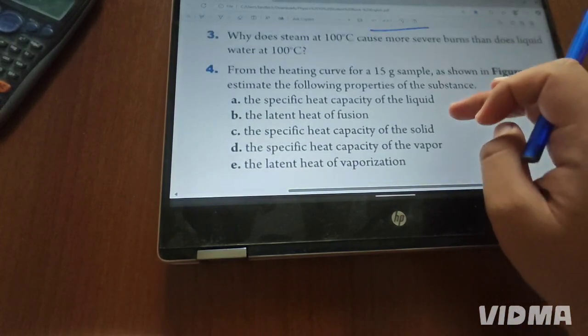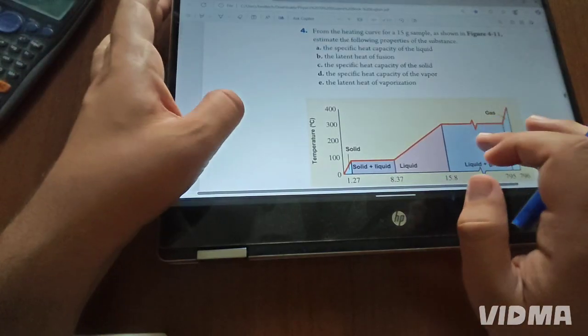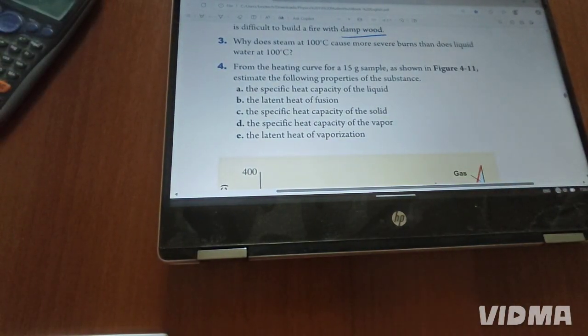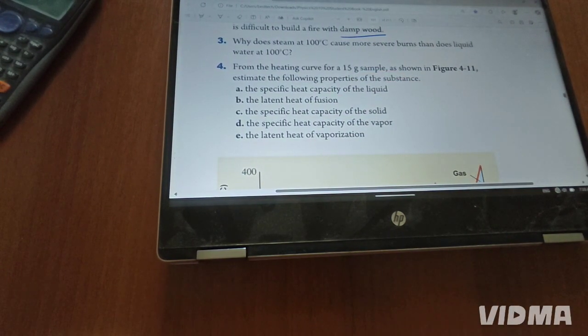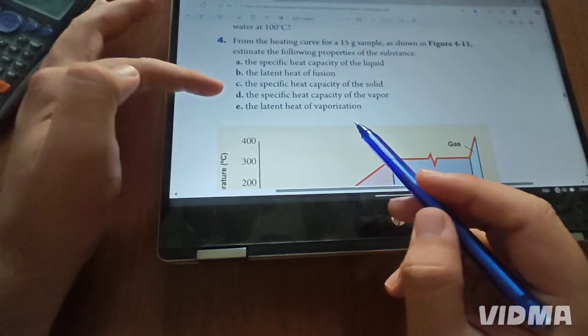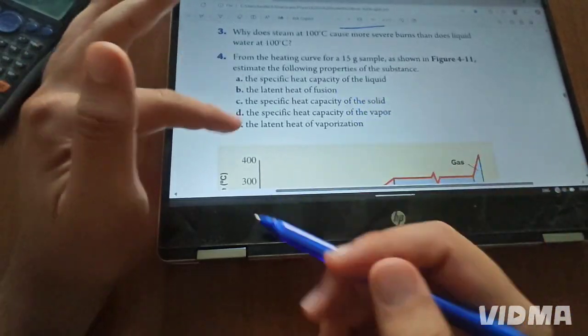Or leave question 3. Question 4. This question 4 is kind of important, but I would like to tell you about it here because it takes time actually. Look, from the heating curve, we have this curve. Find the specific heat capacity or find the latent heat. It depends on the part of the question.